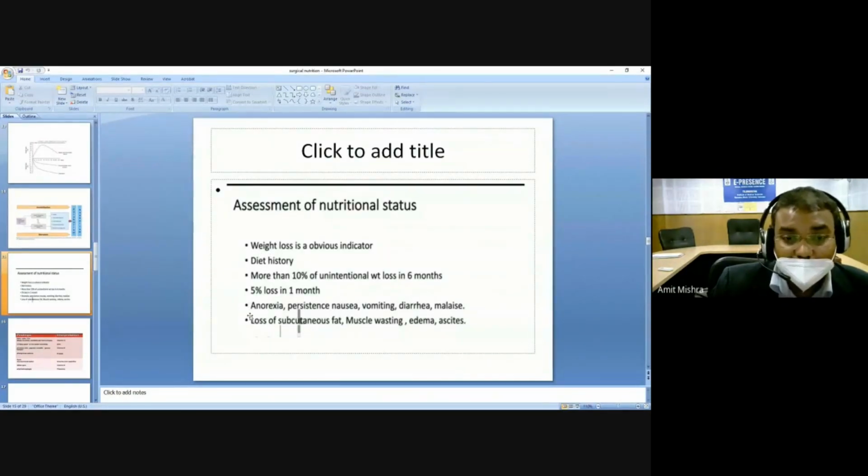And then anorexia, that is, loss of appetite, and then persistent nausea, vomiting, diarrhea, malaise. If these persist, they lead to loss of weight, and the nutritional status of the patient is derailed. Then loss of subcutaneous fat, muscle wasting, edema, and ascites, if present, also suggest an important tool for the assessment of the nutritional status.